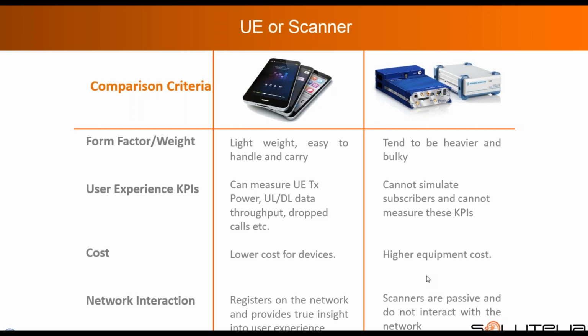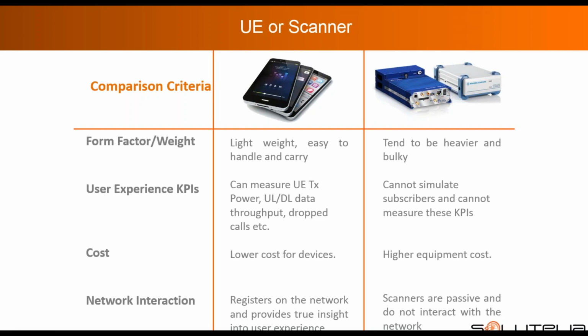In terms of network interaction, UEs register themselves on the network. They interact with it, which is great because it gives you the true user experience. On the other hand, scanners just passively read the network. They don't interact with it in any way. And this is great as well because it gives you the opportunity to test the network without having to worry about things like SIM cards, and especially in cases where you're trying to investigate missing neighbors in your networks. Scanners work great there.